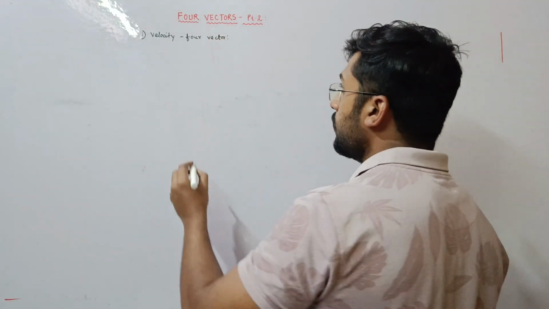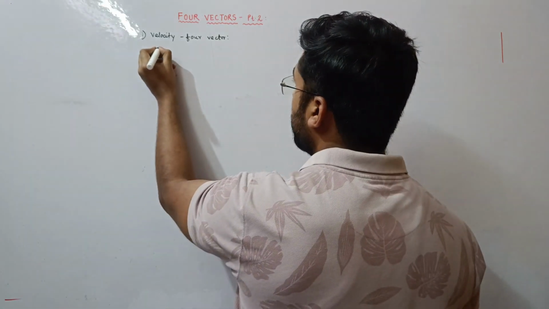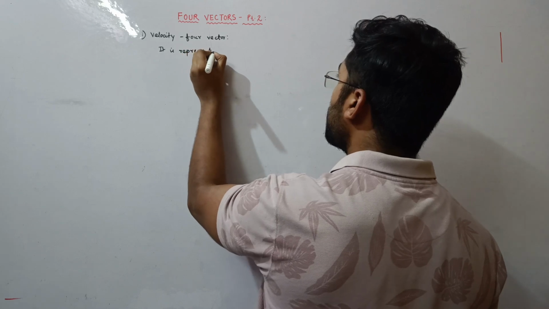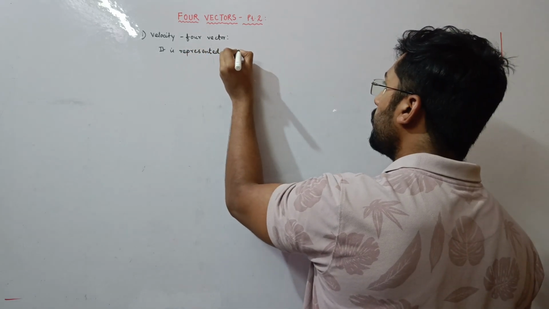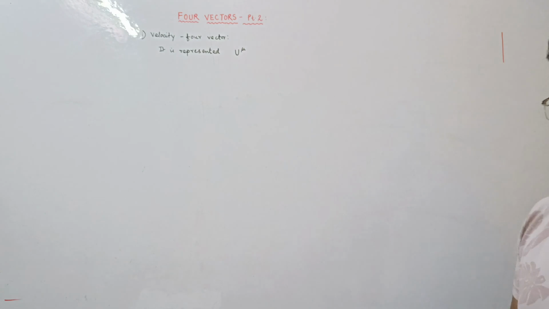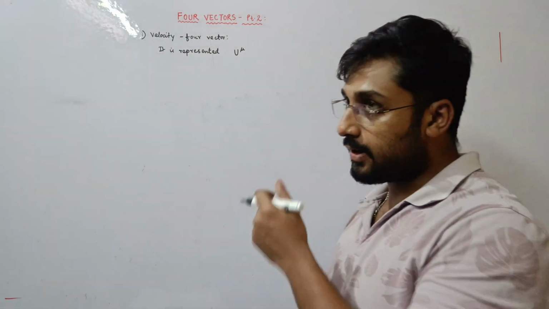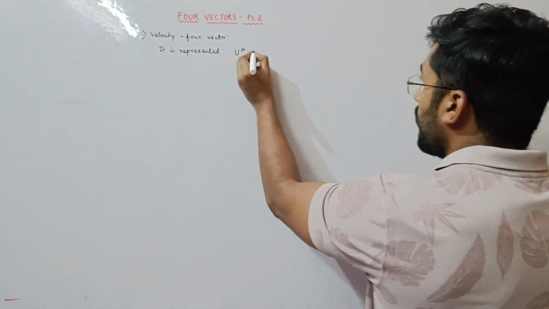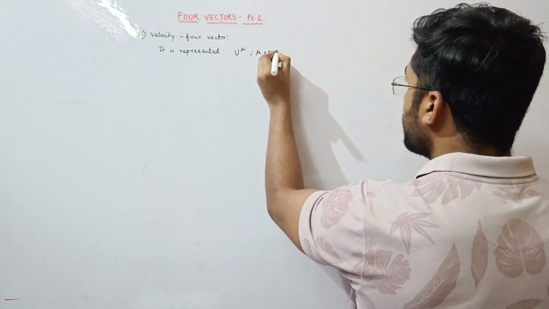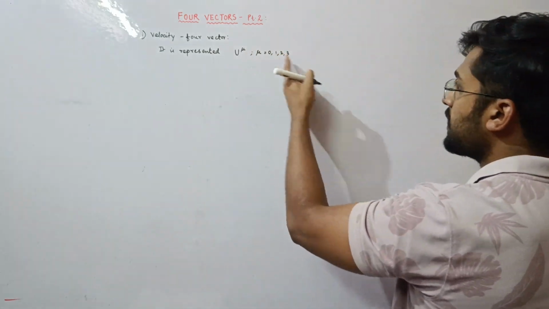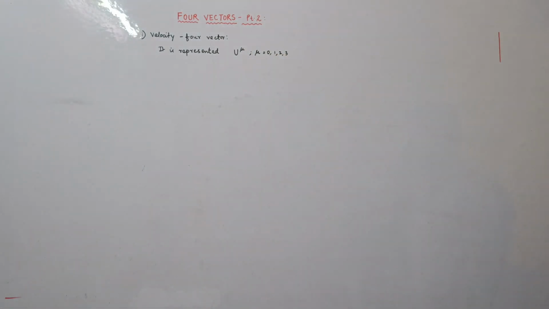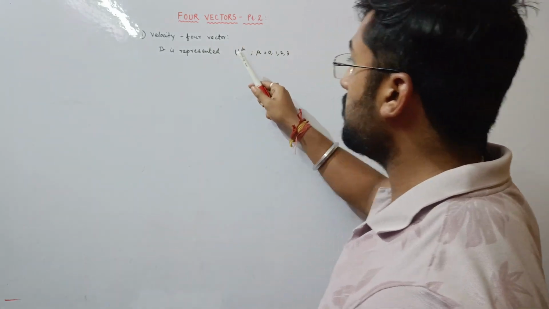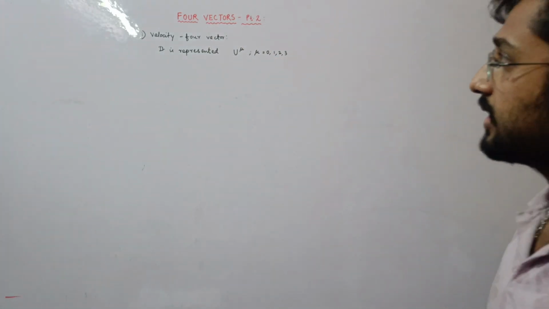Now students, you must know that the velocity 4 vector is represented by u mu. Please follow this particular thing, this is very important. The velocity 4 vector is represented by the letter u mu, where mu is basically an index whose value varies from 0, 1, 2 and 3. It is allowed only the 4 possible values 0, 1, 2 and 3. I will explain what u0 and u1 mean in a minute.